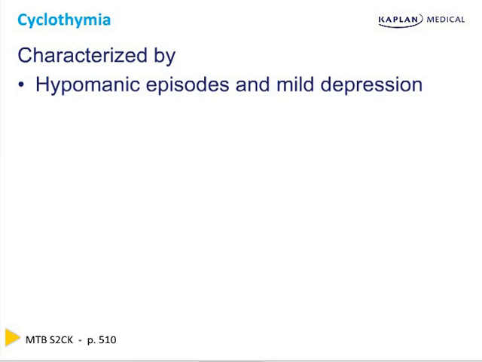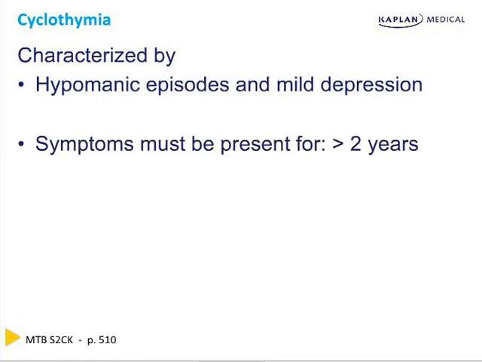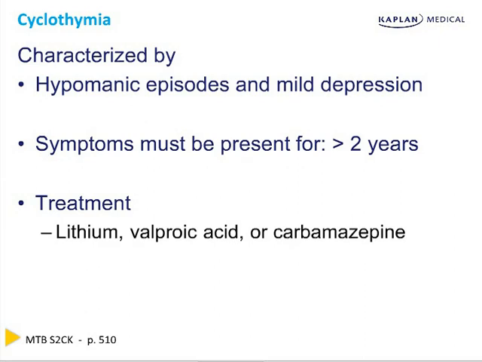So for cyclothymia, you're going to see hypomanic episodes and mild depression. So it's a combination of hypomania and dysthymia, right? That's kind of how you can look at it. And again, the symptoms might be present for greater than 2 years. So their highs aren't as high as a manic bipolar person, and their lows aren't as low as someone who has major depression. They're somewhere in between those two areas, and so you can say they have cyclothymia if it's hypomania and mild depression. The treatment is still just going to be lithium, valproic acid, or carbamazepine, and psychotherapy as well. So just note the treatment regimens for cyclothymia and dysthymia aren't that different from major depression and bipolar disorder.